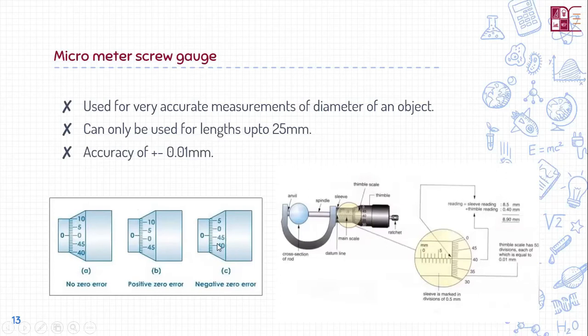But if there's a negative zero error, that means the zero from the thimble scale is above the datum line. We're just going to add the error into the final reading. So like here, you can see 0.04 mm is the error, so we're just going to simply add this into the final reading. So a negative zero error is added to the final reading, a positive zero error is deducted from the final reading.